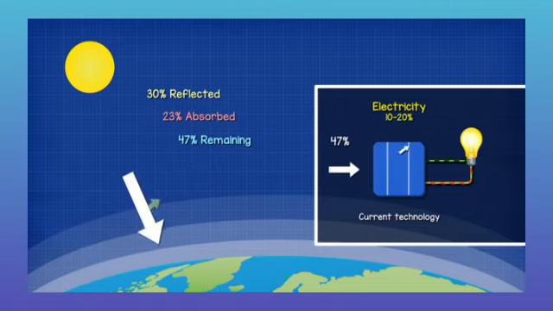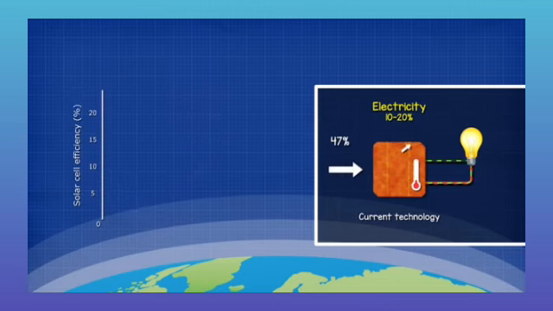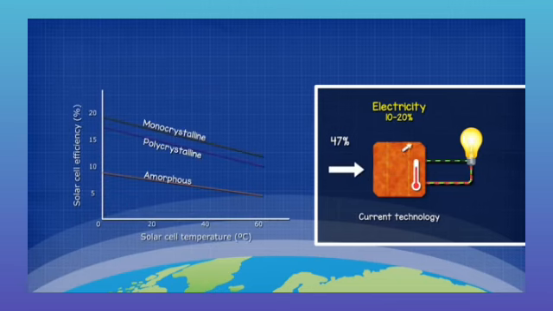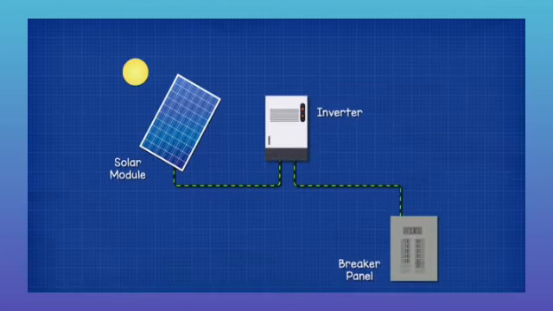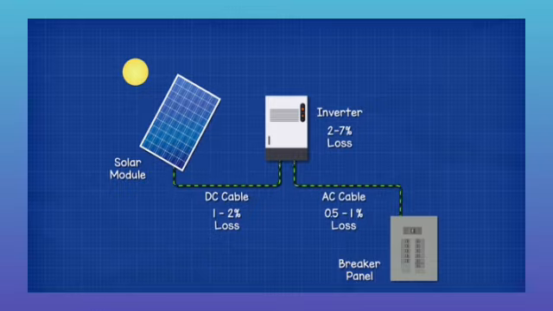Some of this energy will be reflected away. Dust and dirt on the solar panel will also block some energy, and additionally, as solar cells heat up from the wasted energy, their efficiency will decrease. And after we've generated all that energy, we then also have energy losses from the inverter and also the wires.